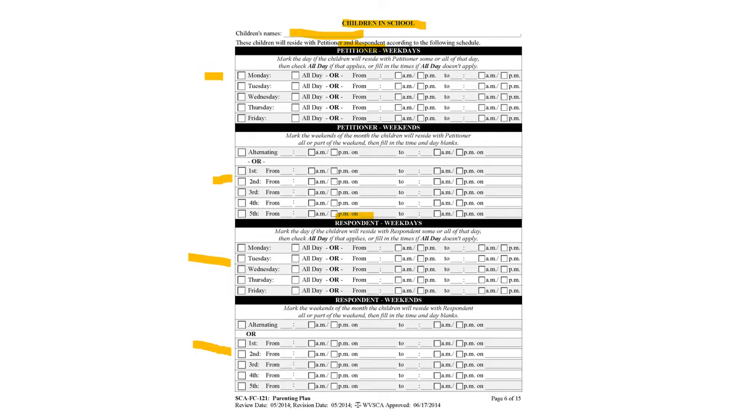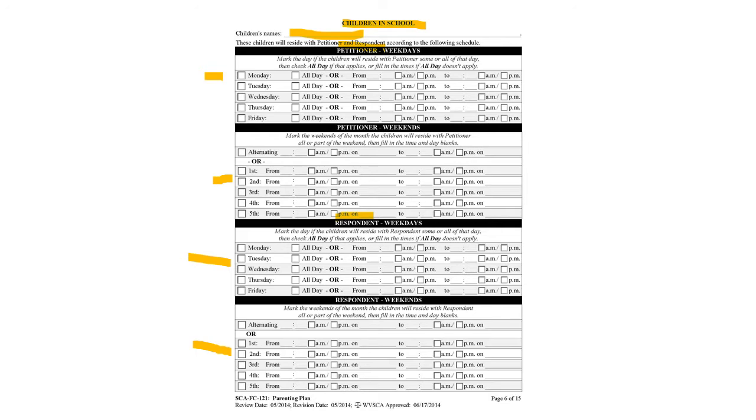Mark the day if the children will reside with the respondent some or all of that day, and check the all day if that applies. A couple of things to note. Make sure that the pickup and drop-off time is something that you can do. If you get off of work at 5 and mark down that the children will be picked up at 5, that is not reasonable. Be reasonable with what you and the child's other parent can do.